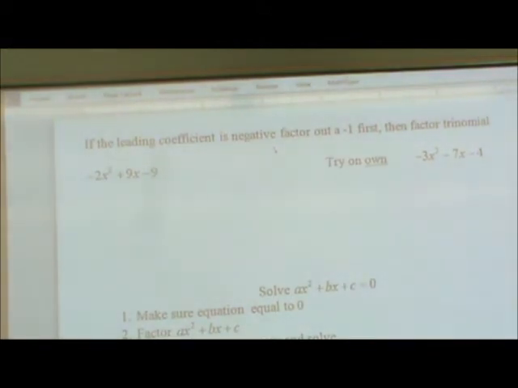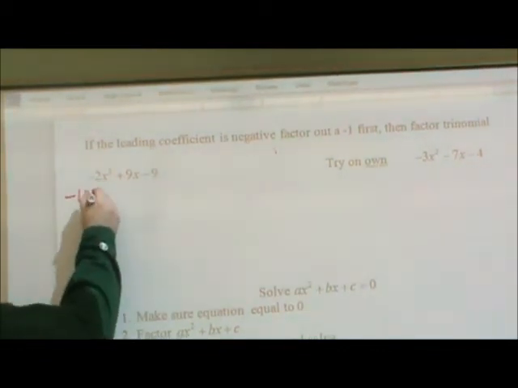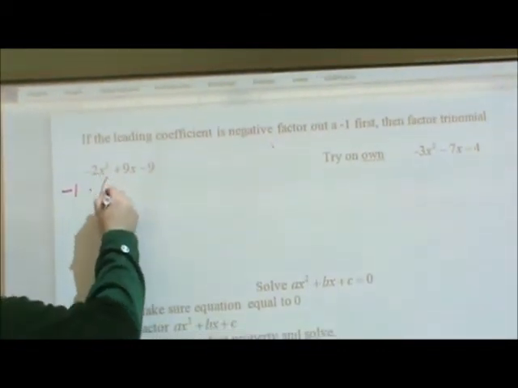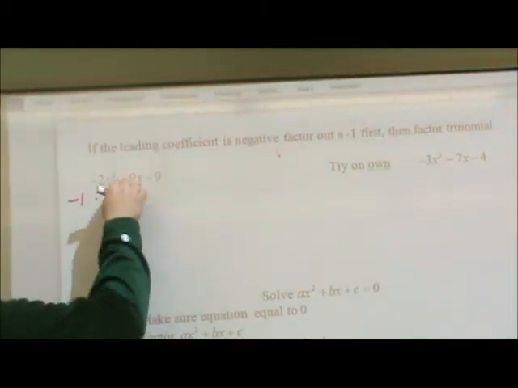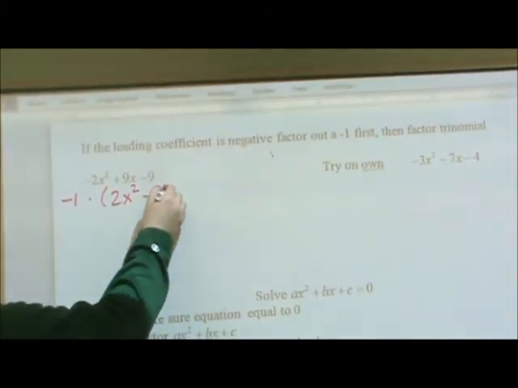Negative a value. Whenever you have a negative a value, it can make things more difficult sometimes. So I think the easiest way to take care of this is to get rid of the negative a, let's take a negative 1 out. And when you do so, you're left with a positive a. It will flip the signs of everything else.